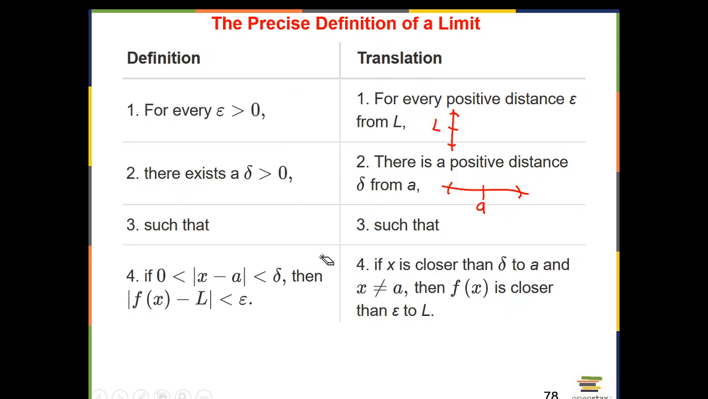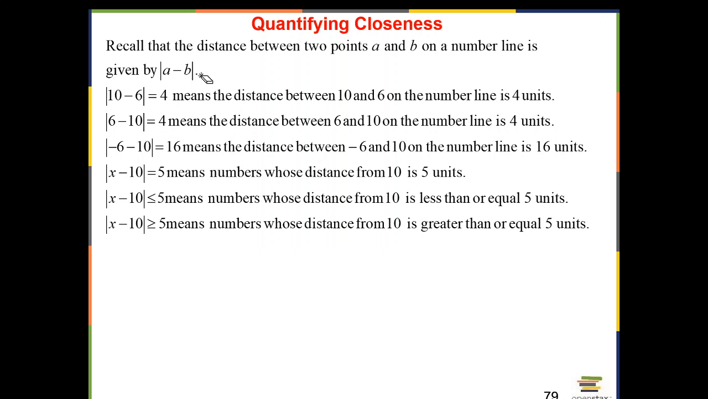All right, so let's talk more about that absolute value notation because we use it in this definition. So let's talk about what this means. So when we write absolute value of a number minus another number, by that we mean the distance between the two numbers. That's all it means. So if the two numbers are on the x-axis, it means the distance between the two numbers on the x-axis. If the two numbers are on the y-axis, then that means the distance between the two numbers on the y-axis.